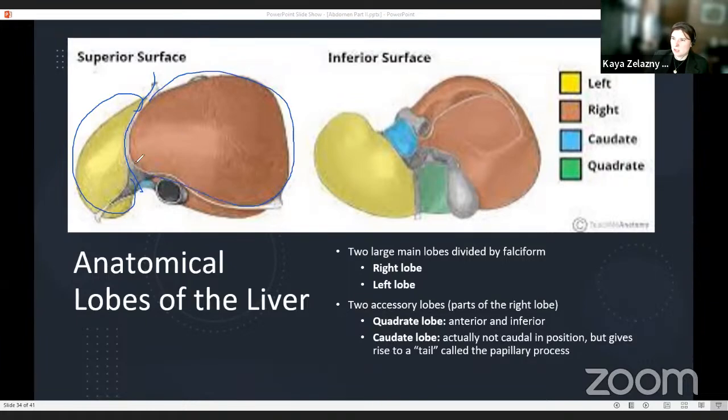Okay. And then if we were to turn the liver over, we'd have two accessory lobes that are basically part of the right lobe. So we have our caudate lobe and our quadrate lobe. Note that the quadrate lobe is right next to the gallbladder. Okay, so the caudate lobe isn't actually quite caudal in position, but it has a little tail, which is why they named it that way. Okay. So those are anatomical lobes of the liver.